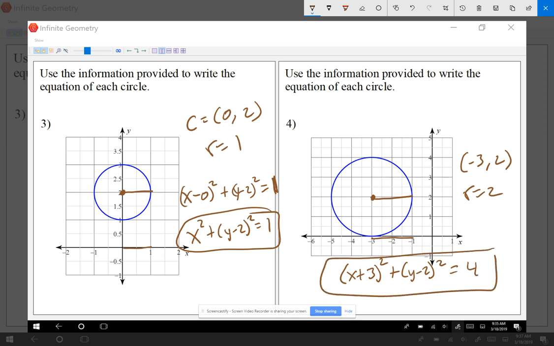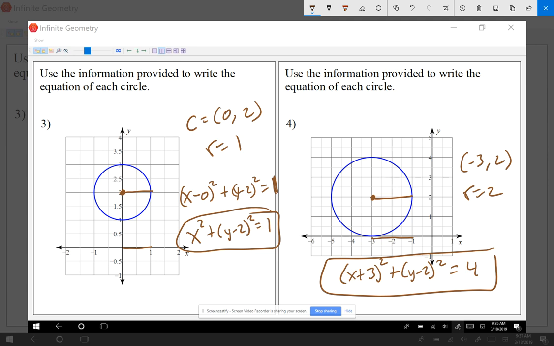So again, the right side will always be radius squared. Any questions on these? Easy so far?